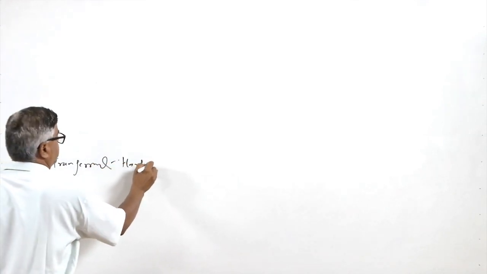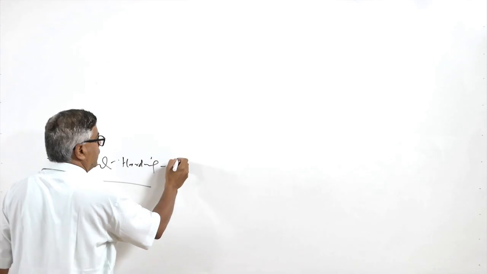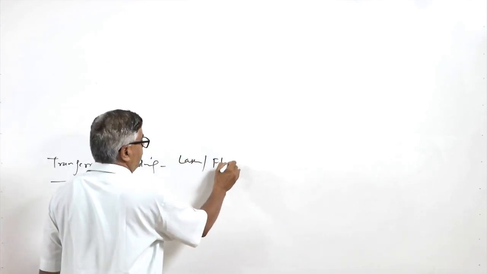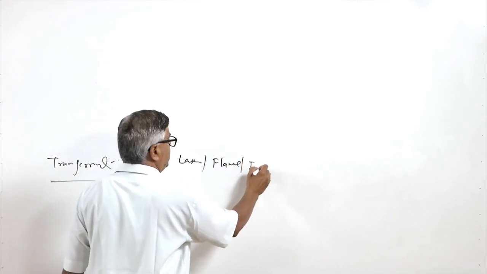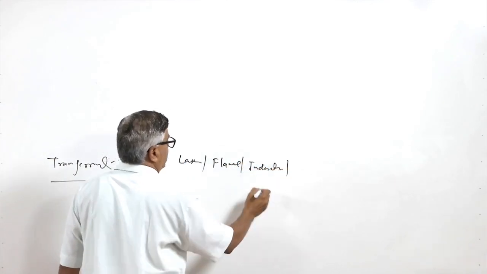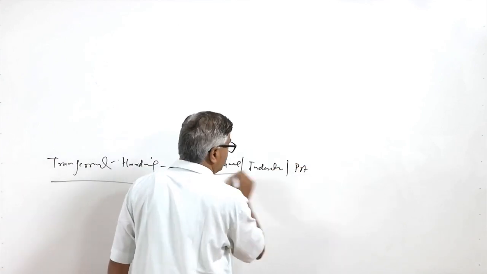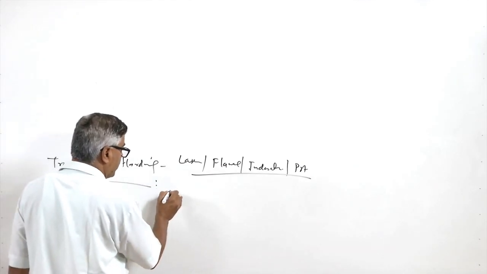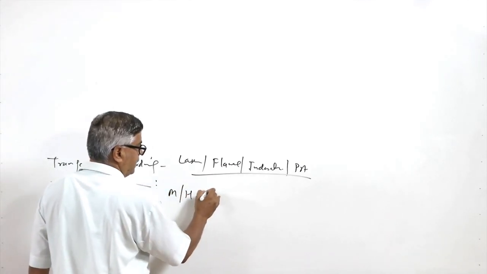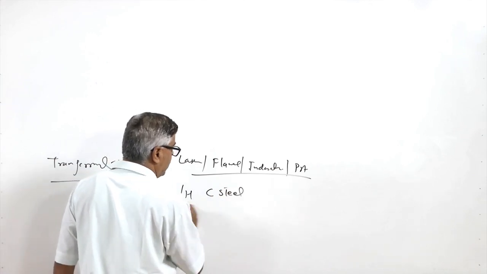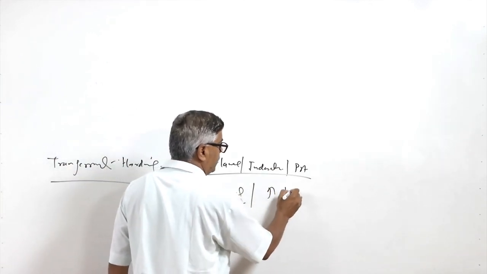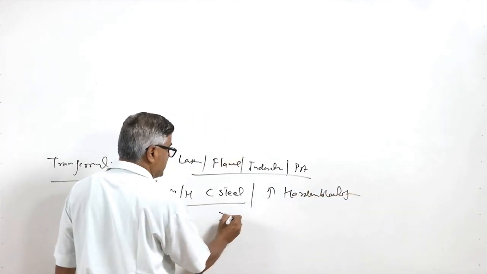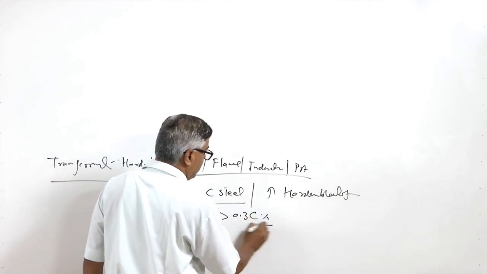Transformation hardening based processes are thermal methods, wherein either laser, flame, induction heating or a plasma arc is used. In all these cases one common principle is used. This is basically applied for medium and high carbon steels, or steels having good hardenability. So normally it is applicable for steels having percentage carbon greater than 0.3.